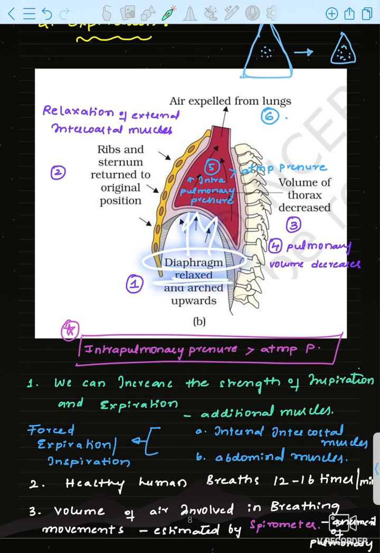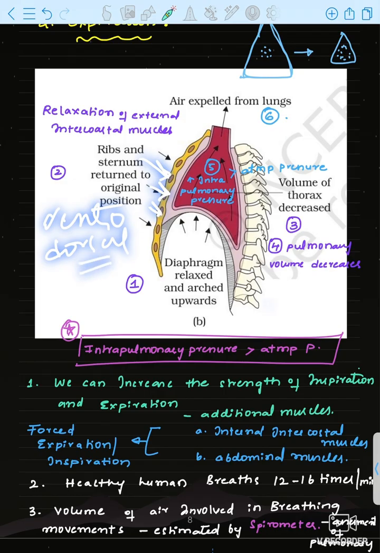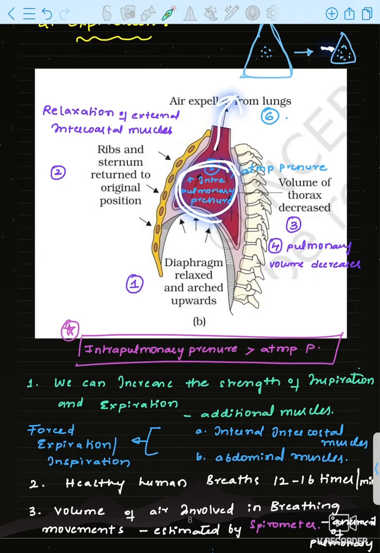It will go back to normal position, that is arched in dome position. And next one is relaxation of external intercostal muscles. What happens? Ribs and sternum come back to normal position, and dorsoventral axis volume is decreased. Here it is anterior-posterior axis volume is decreased, hence volume of thorax decreases, volume of pulmonary cavity decreases. Intrapulmonary volume decreases means intrapulmonary pressure increases, air is expelled from lungs.